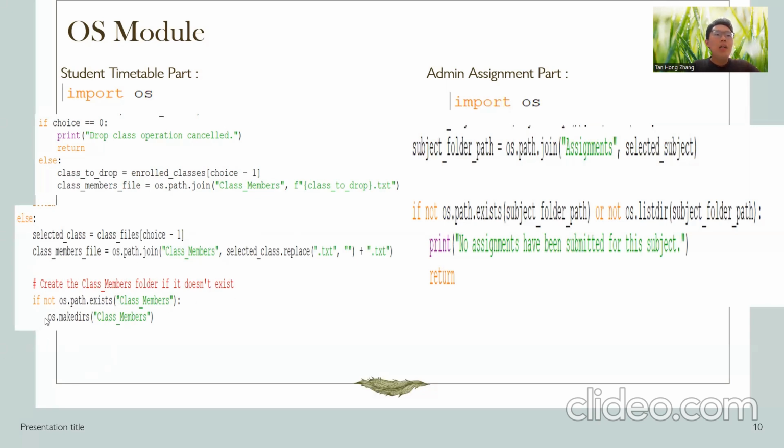we are going to use os.makedirs over here. The function of os.makedirs is to create directories, or create folders. If the directory already exists, os.makedirs basically doesn't do anything. But if the folder does not exist, os.makedirs is going to create a new folder known as class member inside the system.